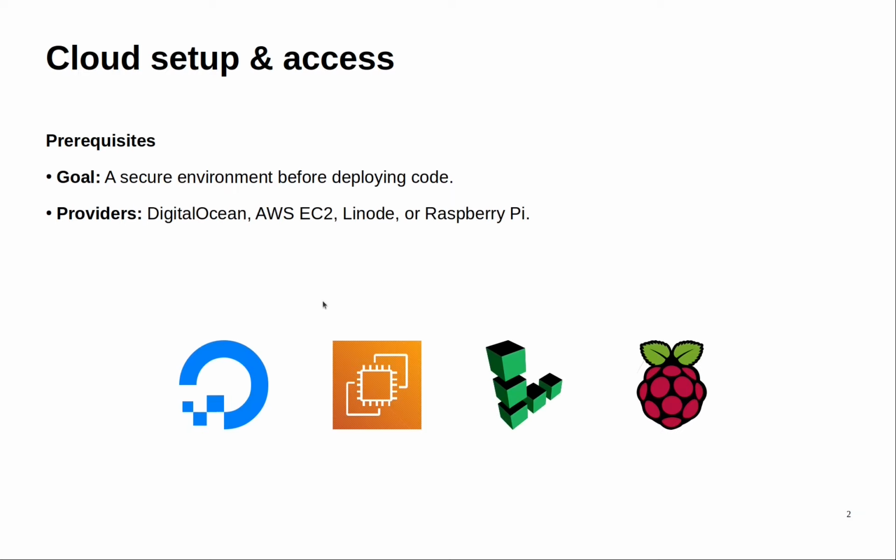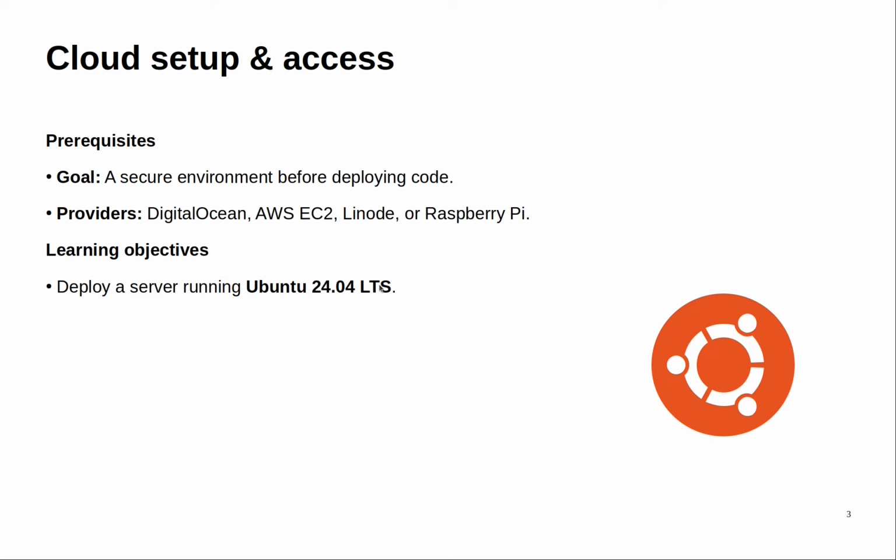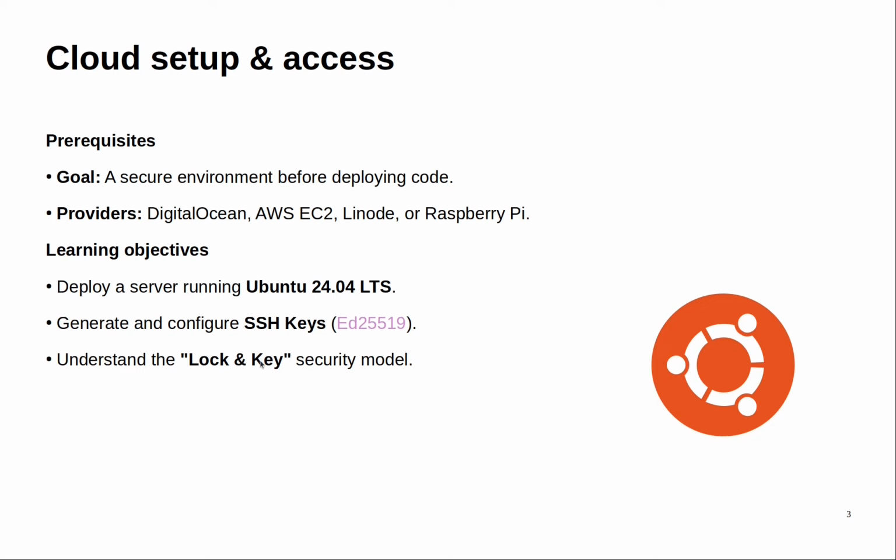In this course, I will be using DigitalOcean, but these concepts apply everywhere. Whether you are using AWS, Linode, or even a Raspberry Pi at home, the Linux commands remain the same. By the end of this video, you will have a server running Ubuntu 24.04 LTS. We will generate secure SSH keys, connect to the server, and most importantly, we will completely disable password authentication. This ensures that your server is locked down from the very first moment.